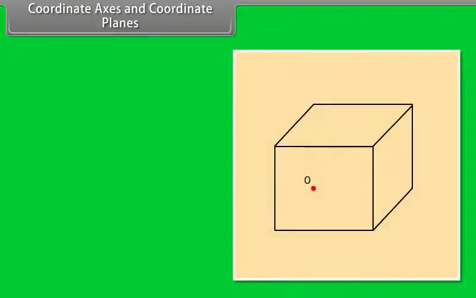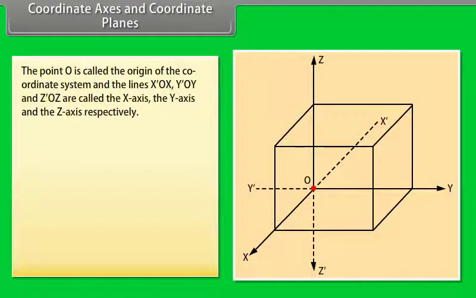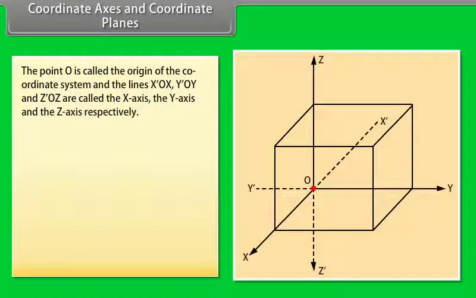Let us start with an arbitrary point O in space and draw three mutually perpendicular lines x'ox, y'oy and z'oz through O. The point O is called the origin of the coordinate system and the lines x'ox, y'oy and z'oz are called the x-axis, the y-axis and the z-axis respectively. The positive direction of the axis is indicated by arrows with thick lines.